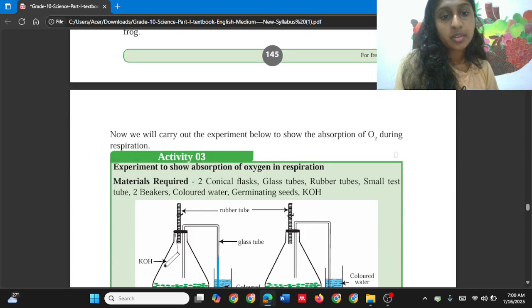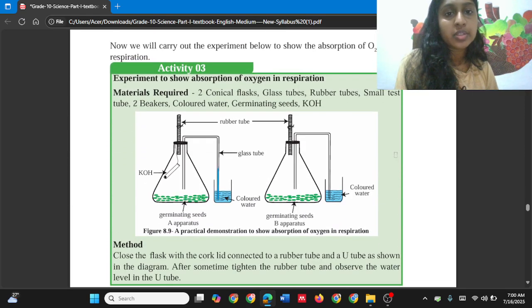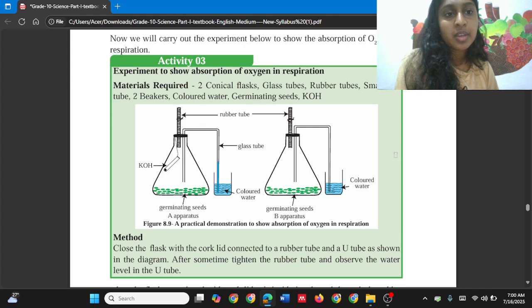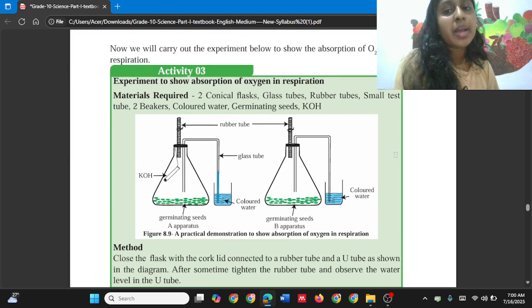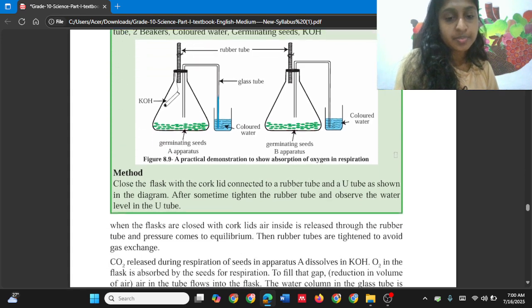Okay. Now we will carry out the experiment below to show the absorption of oxygen during respiration. So earlier we looked at the release of carbon dioxide, not absorption. Now we are going to look at the absorption of oxygen. Okay.